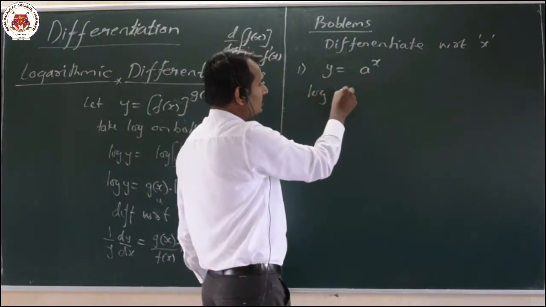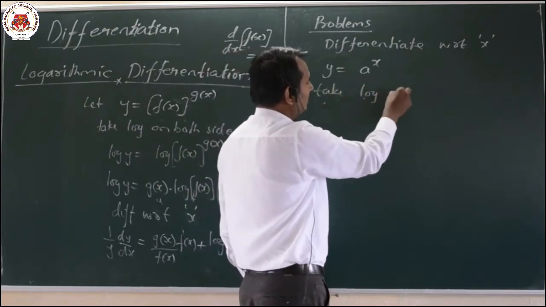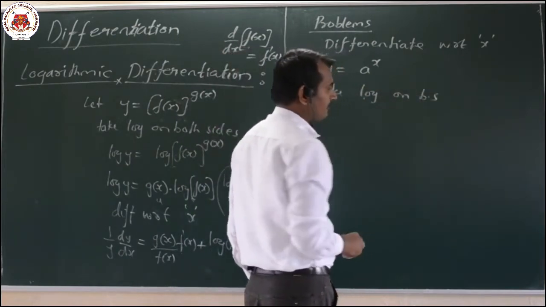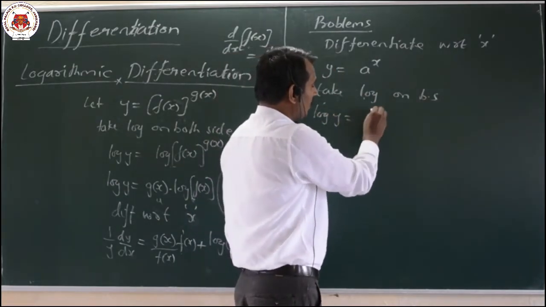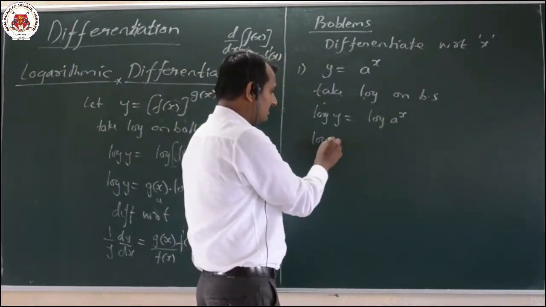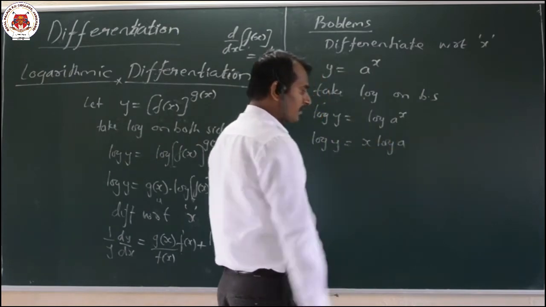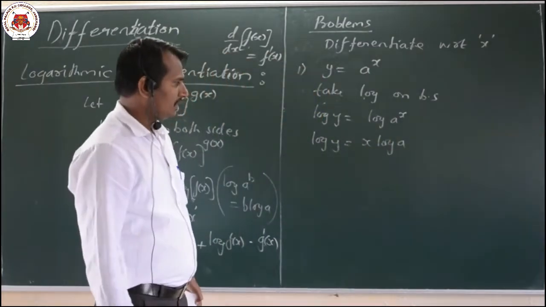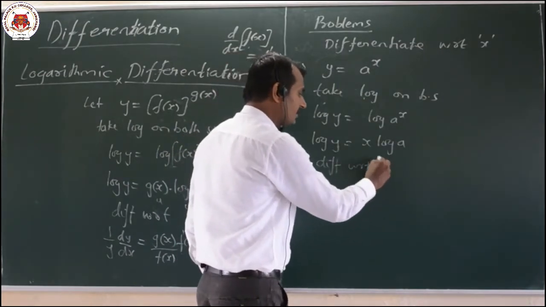So take log on both sides, take logarithm on both sides. That means here we get log y is equal to log of a raised to x. So here we have log y is equal to x into log a. Now it is very simple. Now differentiate with respect to x here.